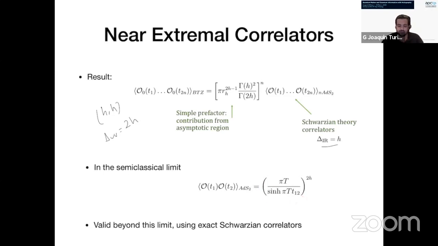This is just the near extremal limit of the 2-point function you will compute in the BTZ, and you take the extremal limit, and you will get this automatically. And from AdS2, this is the semi-classical answer that I explained yesterday that you will get if you compute 2-point functions in JT gravity. But this argument, what we argue is that this argument is valid beyond the semi-classical limit, and you can trust quantum corrections to the Schwarzian correlators as well as approximations to the 3D correlation functions.